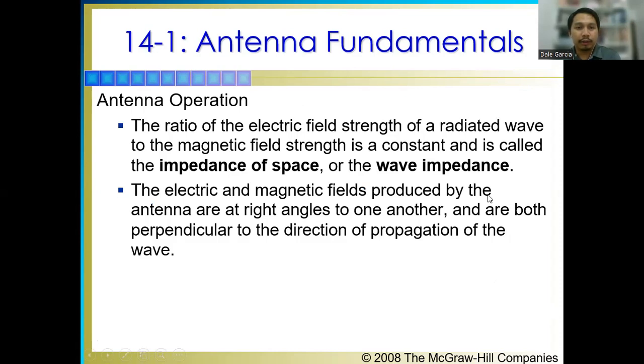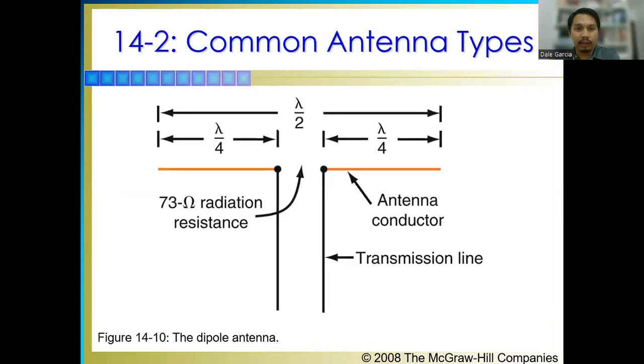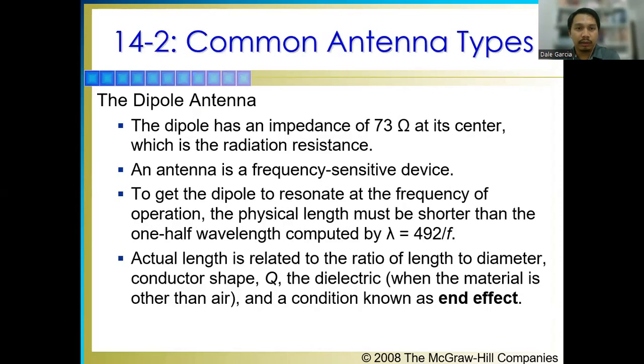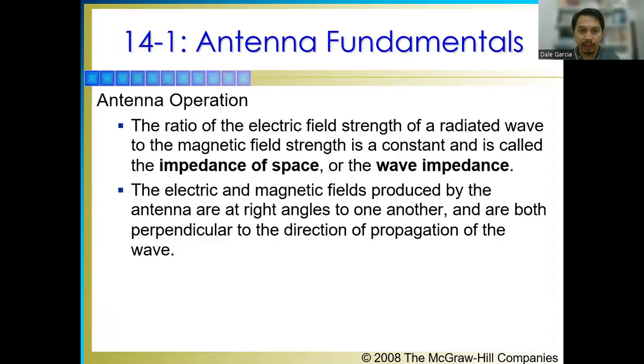The ratio of the electric field strength of a radiated wave to the magnetic field strength is a constant, and it's called the impedance of space. It's a specific number. What is the impedance of space?